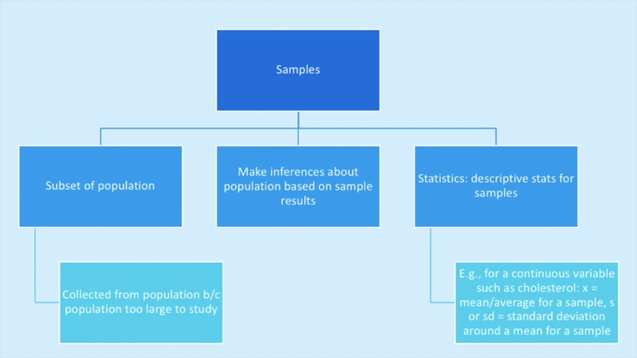Samples use statistics in order to describe the sample population, the sample characteristics. For a continuous variable like cholesterol, the x-bar would mean the mean or average for a sample, while S or SD is the standard deviation around that mean for the sample.